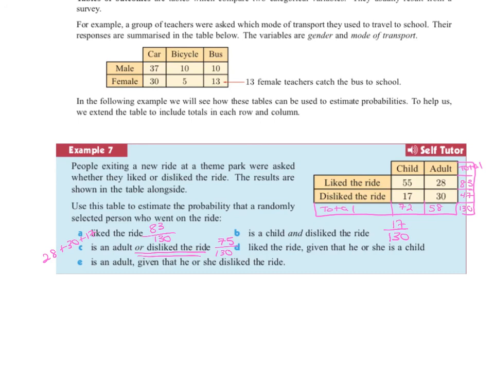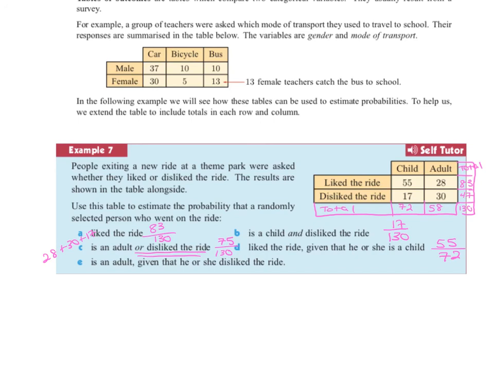D. Liked the ride given that he or she is a child. So we already know that they're a child. So what's the probability that they are a child and they liked the ride? That's what that's saying. So they are a child who happened to like the ride. Is 55 of them. So 55 of those children like the ride out of 130 total. Or sorry, not 130. Out of 72. Because we're just looking at children, right? They like the ride given that he or she is a child. So we are just looking at children.